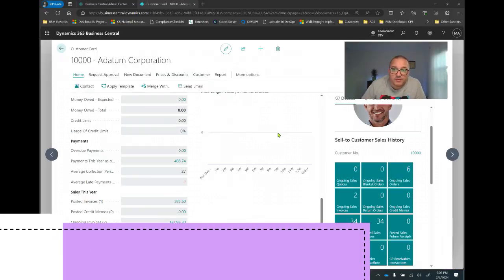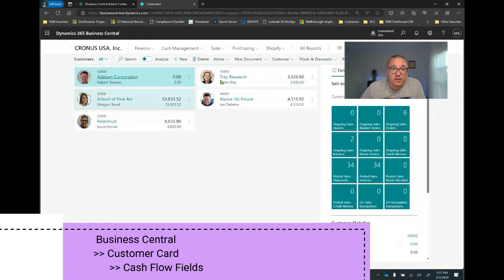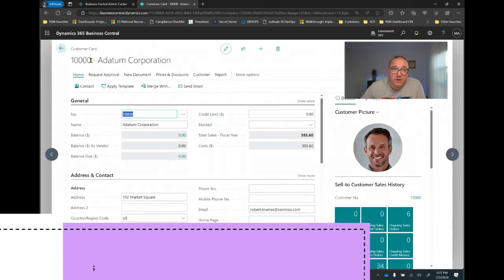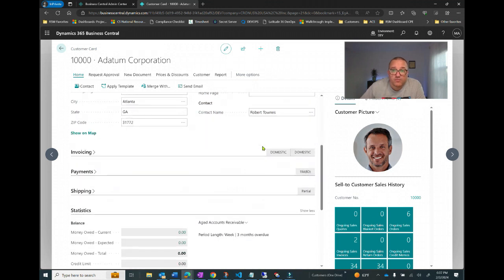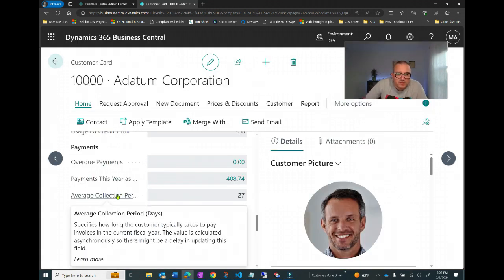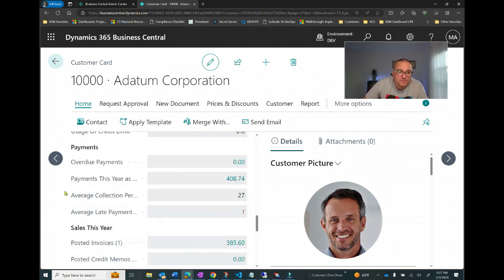I am here in my training environment. My training environment is based on a Kronos database, and it's one of those environments with only 5 customers. But let's bring up the first customer and open the customer card. If we look down to the statistics, we can see under the payments 2 fields: average collection period in days and average late payments in days.